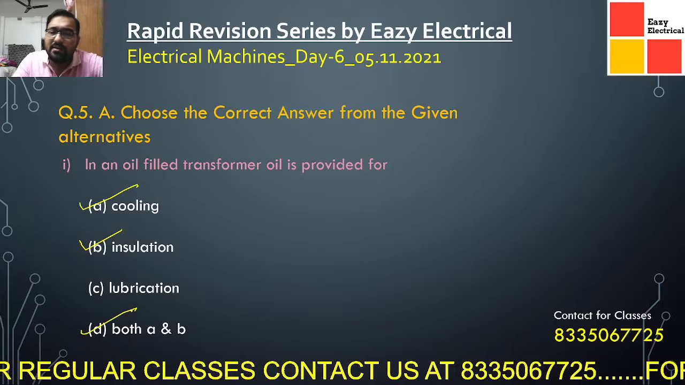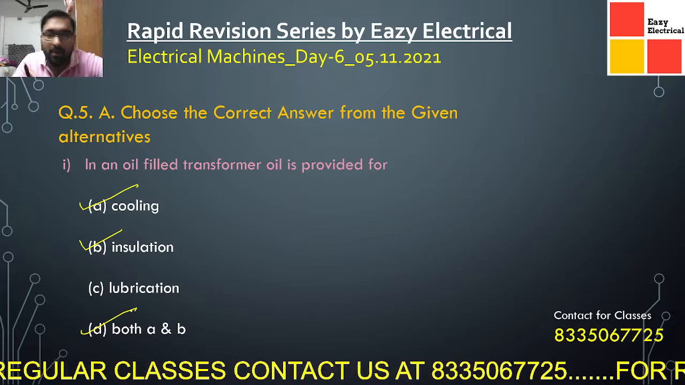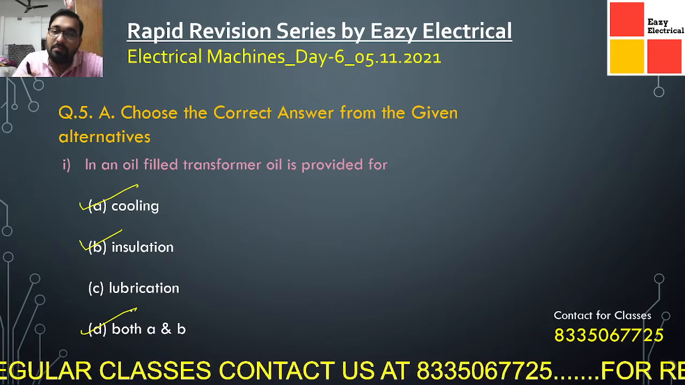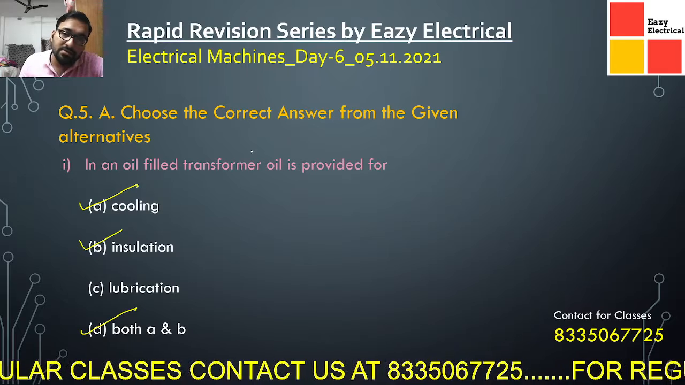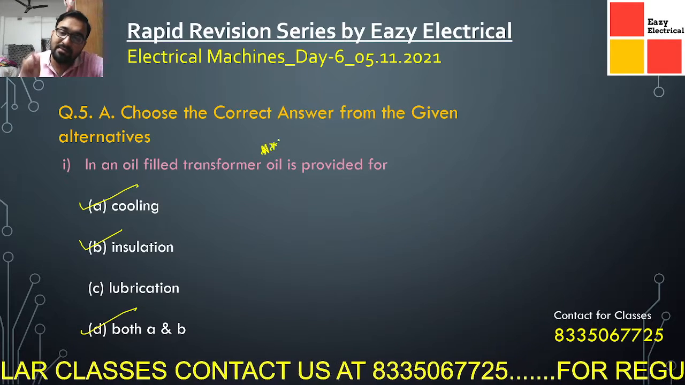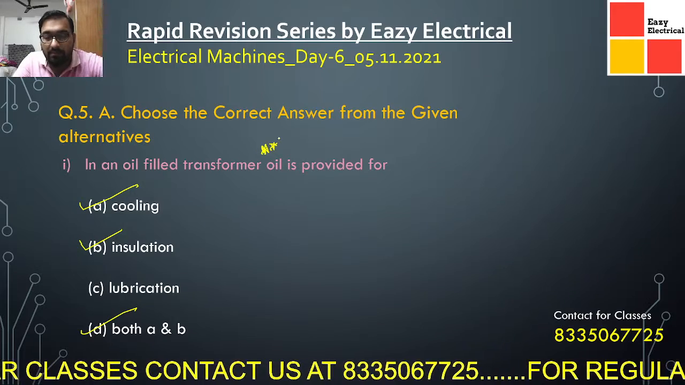Now basically the material that is used to make the transformer oil, we call it mineral oil. So you have to keep in mind, mineral oil is the oil that is used for transformer oil. This question is very much asked: what is the type of oil that we basically use in a transformer?